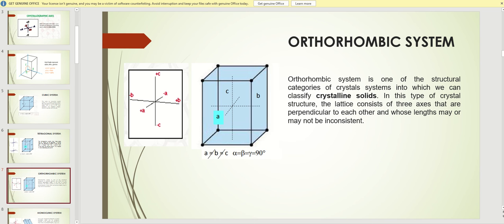Orthorhombic system is a type of crystal structure where the lattice consists of 3 axes that are perpendicular to each other and whose lengths may or may not be consistent. So it is inconsistent in length. So A, B, and C are not equal to each other, but their axial angles are equal to 90 degrees.